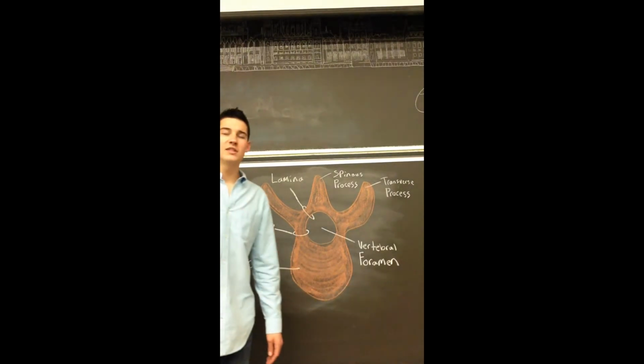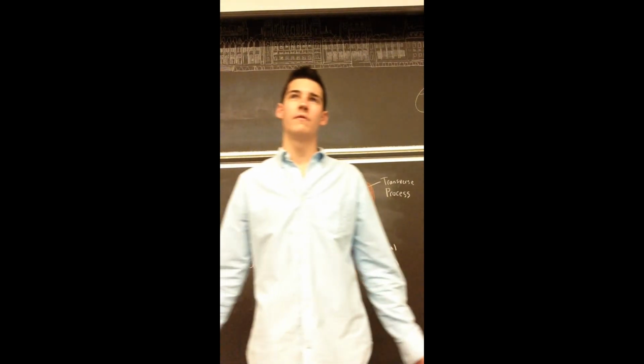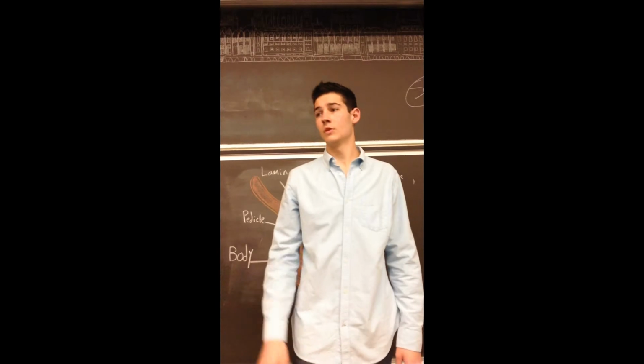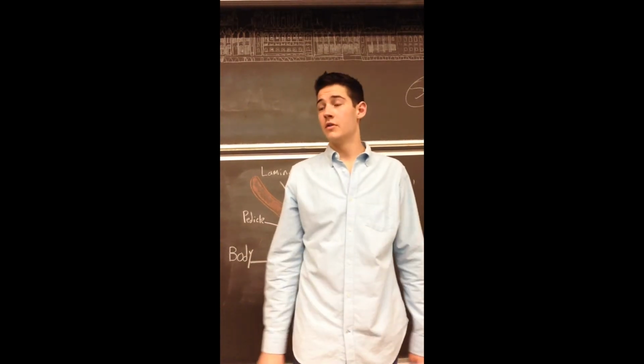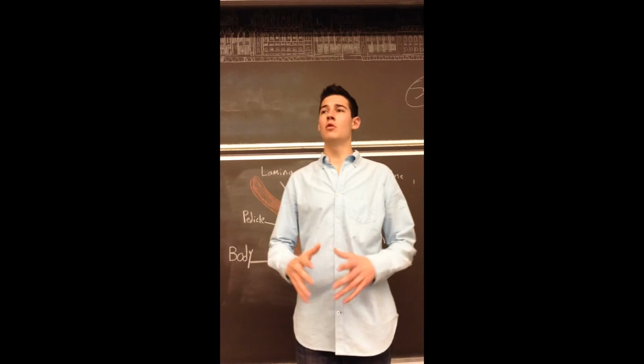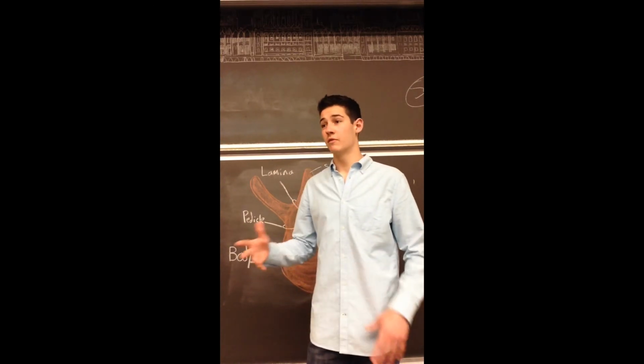So, who out there can tell me what we have that runs through the vertebral foramen? The brain! No, that would be the spinal cord. The spinal cord is protected by the vertebrae as it runs through the vertebral foramen all the way up to the brain. So, to review, who could tell me what the most posterior landmark on a typical vertebra is?